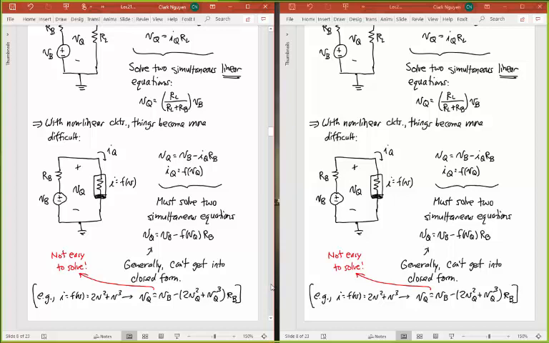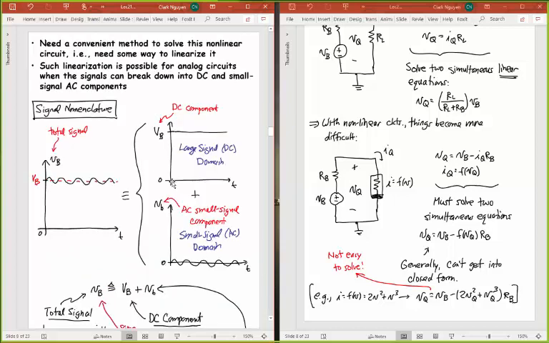And so how can we make our job a little easier? Well, before talking about that, let me define a couple of things to make our life easier here. So let me define some notation.